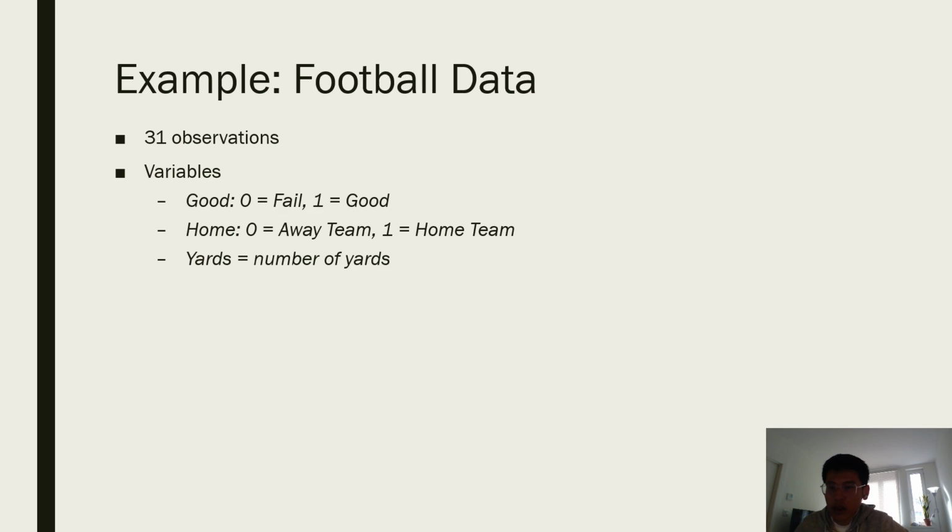I know that the home variable, the zeros and ones, refers to the away team or the home team. But for the good variable, I don't know what it means. Like what fail and good mean in this case, in terms of a football game.